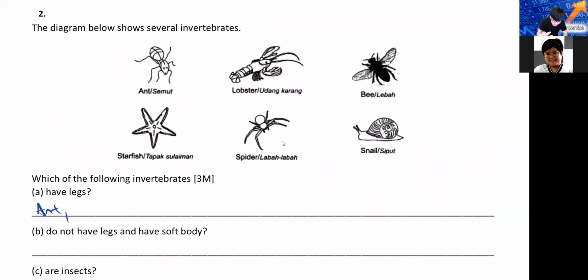Now see, this is your key already. This is your key. So you have your lobster, bee, starfish, and of course your spider. So this is the only one without legs. So that's your spider key already lah. So do not have legs and have soft body. So do not have legs and soft body is going to be your snail.